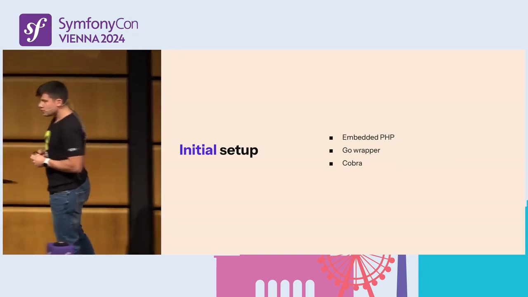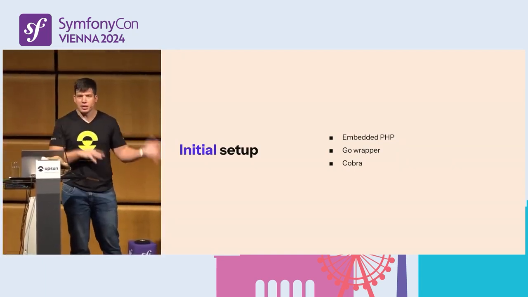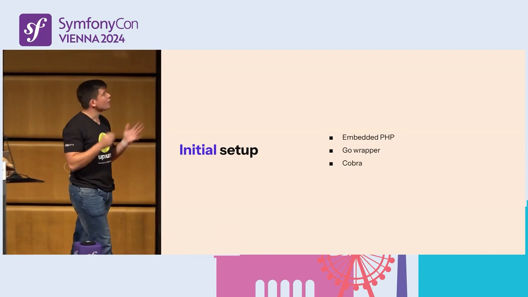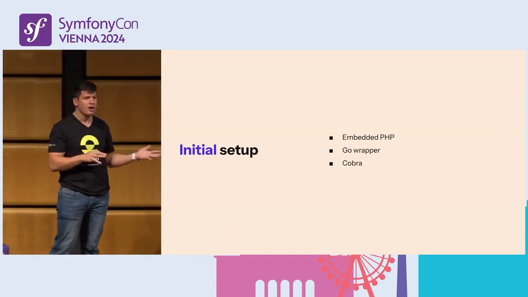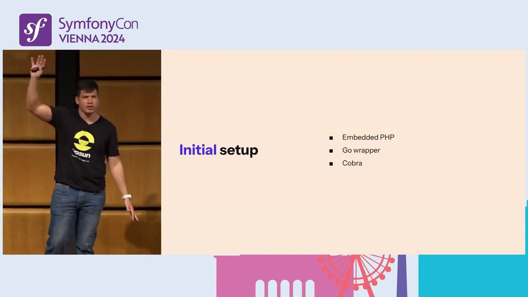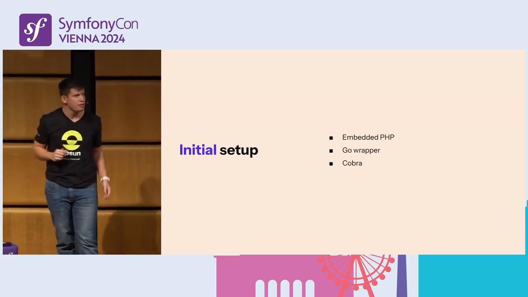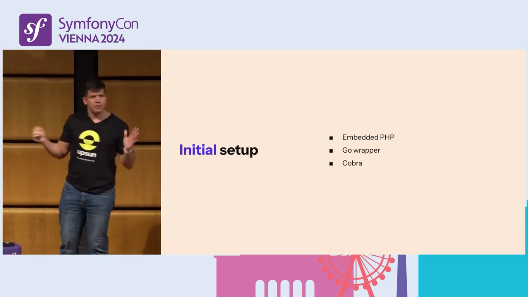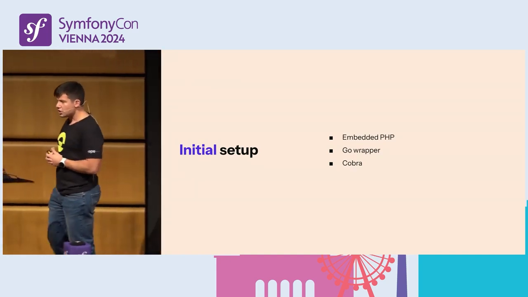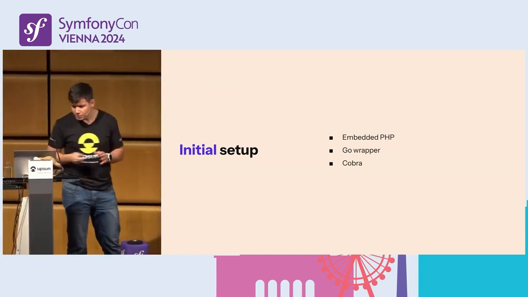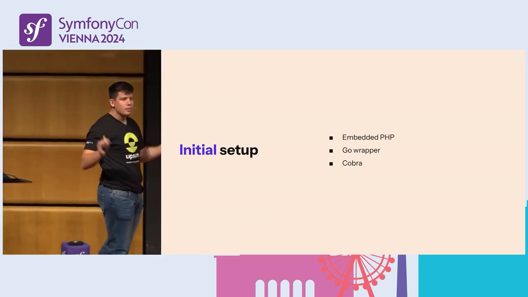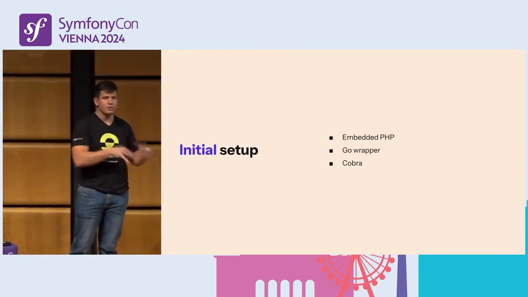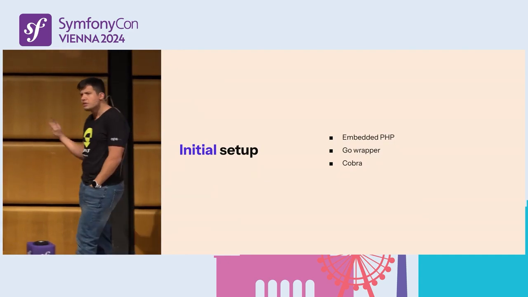So the initial setup was that we embedded PHP, we created a Go wrapper, we actually used Cobra. Has anybody in here used Cobra, which is a CLI library in Go? A few of you, nice. Which is very common in the Go ecosystem. And we said, okay, we have something working. Now we can, at least in the internal teams, test it out and move forward. And it seemed to work.